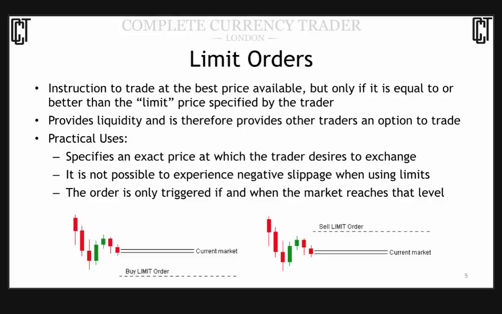So some practical uses of limit orders. Well, they're specifying the exact price at which we want to trade. We don't want to trade above that or below that. We want to trade at the specific price. The cool thing is it's not possible to experience any kind of negative slippage when using a limit order. The order is only triggered if and when the market reaches that level. So pretty good stuff, right?